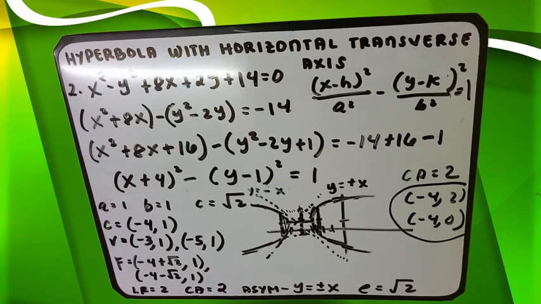Example number 2. A, B, C, center, vertices, foci, latus rectum, conjugate axis, asymptote, and eccentricity.